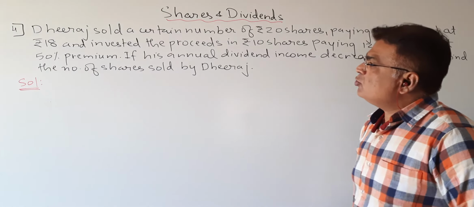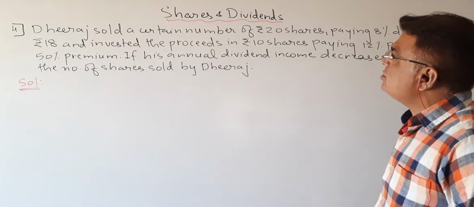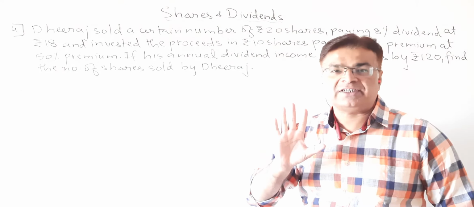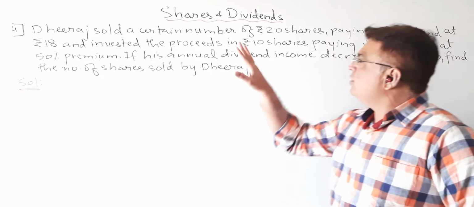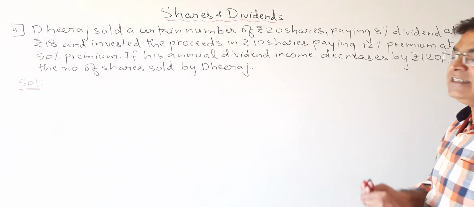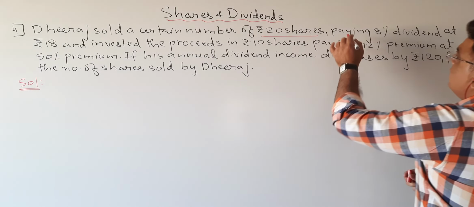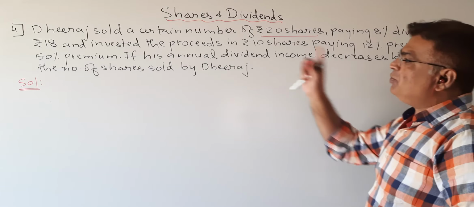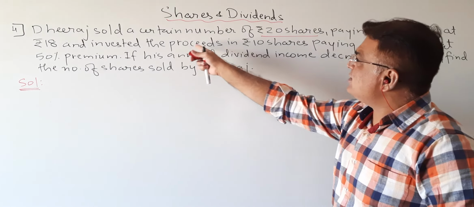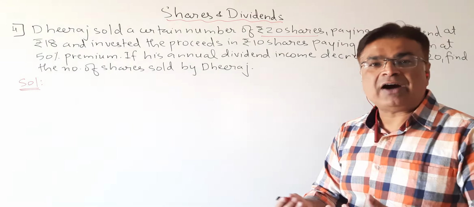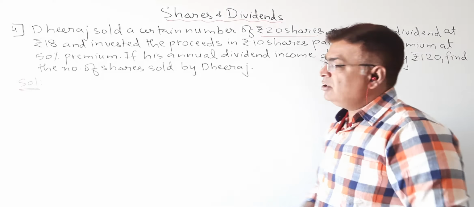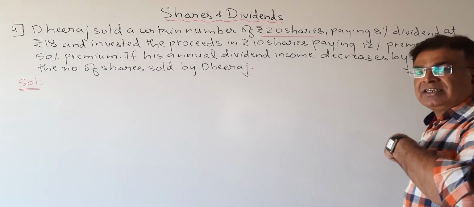Now students, in this, the sum is: Dheeraj sold a certain number of rupees 20 shares. So he sold a certain number of shares. How many shares he sold, that we don't know. But at which price? Of rupees 20 shares. So of rupees 20 means this is the face value, paying 8% dividend at rupees 18. At rupees 18 means this is the market value. And invested the proceeds. Okay, so after selling, whatever he is getting, he is investing into the other shares.